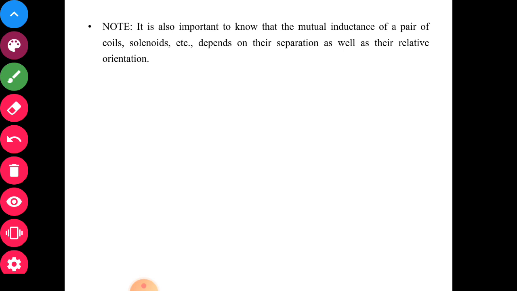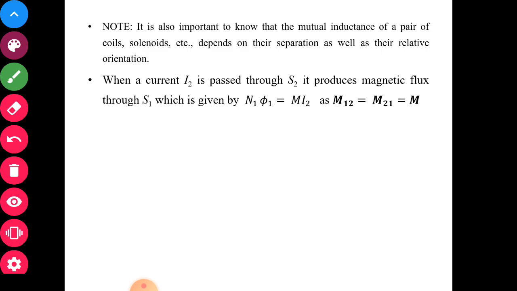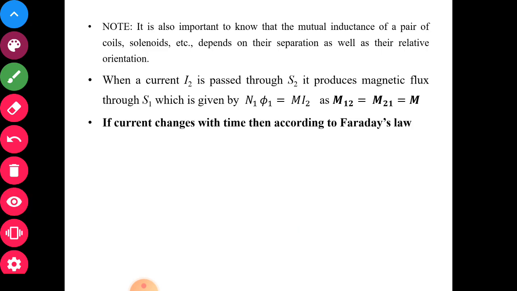Now this is a note. It is also important to know that the mutual inductance of a pair of coils, solenoids, etc. depends on their separation, how far they are situated, or how they are oriented. That is also very important. When the current I2 is passed through S2, the second solenoid, it produces magnetic flux through S1, which is given by N1 phi1 is equal to M I2 in general. Now we don't write M12 or M21, because M12 is equal to M21, and that is M.